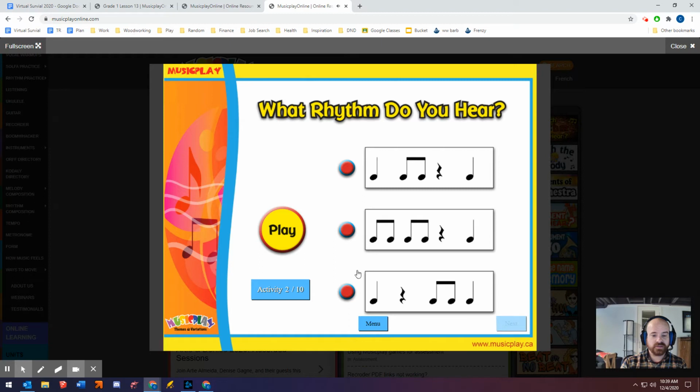Okay, let's see. Let's try this one. Ta, ti, ti, ta. Don't forget to touch your shoulders on the rest. Ta, ti, ti, ta. Didn't quite sound like that one. Sounds like there's a rest at the beginning. Does it start with ta or tt?